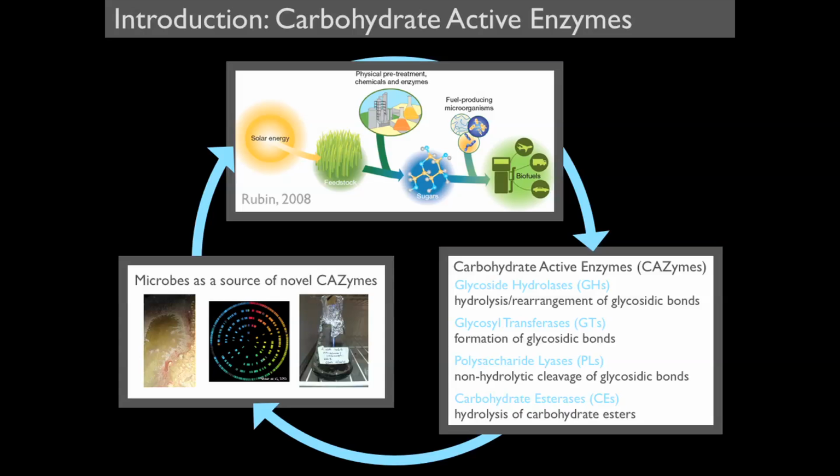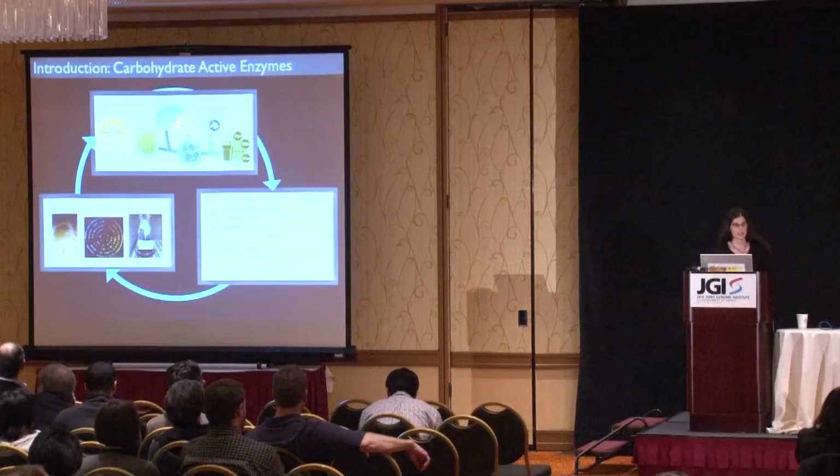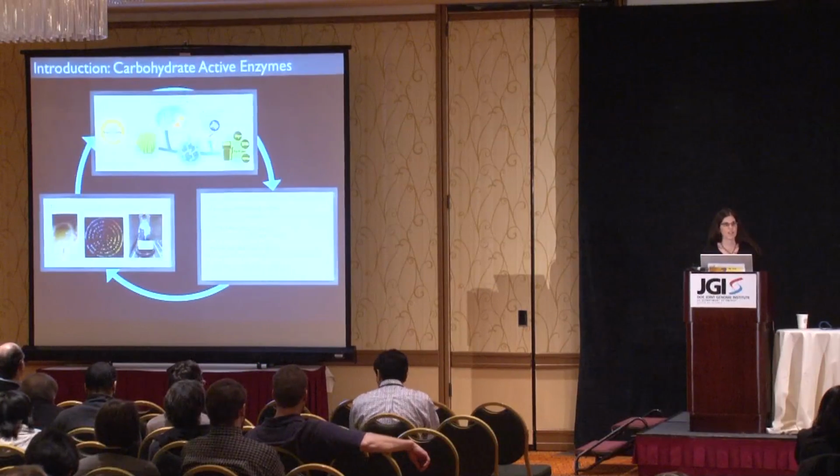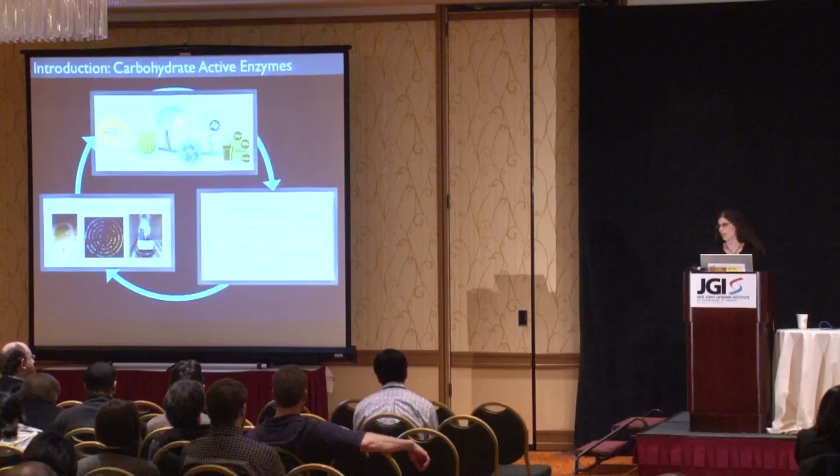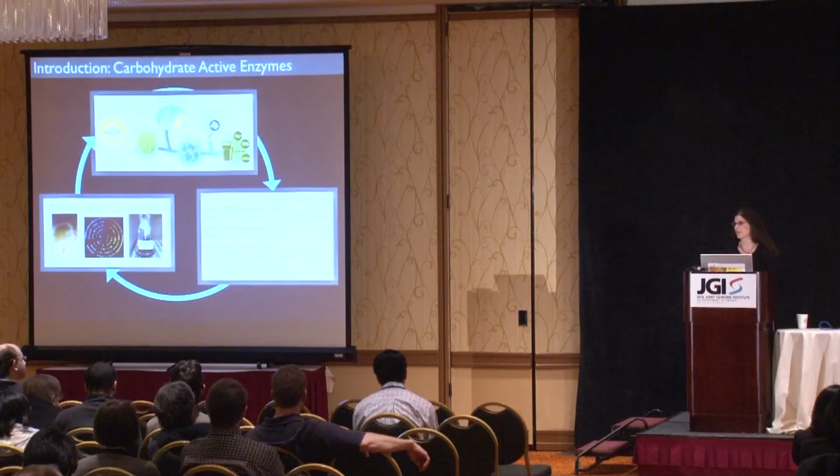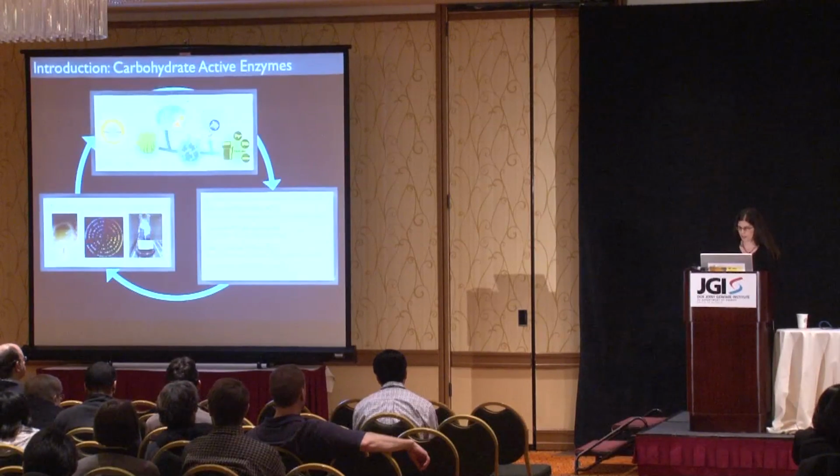Carbohydrate active enzymes are a broad class of enzymes that build and break down complex carbohydrates, and they're involved in several steps in the biofuel production process, including the breakdown of plant cell walls. Microorganisms, including some bacteria and fungi, are very efficient decomposers of biomass and often have many CAZymes, these carbohydrate active enzymes, and therefore they're a prime target for novel enzyme discovery. One strategy for identifying novel enzymes in these microorganisms is by mining their microbial genomes.